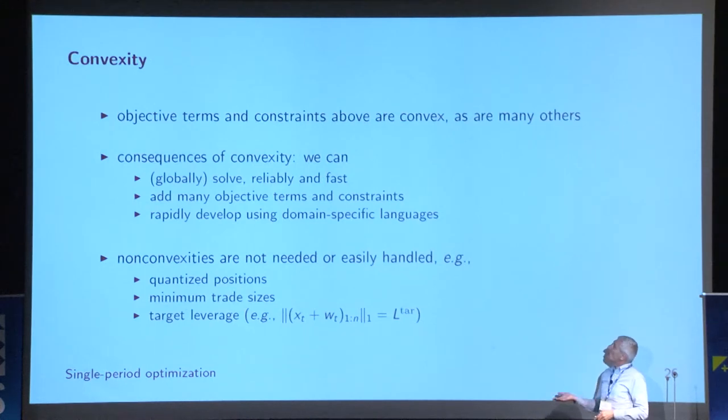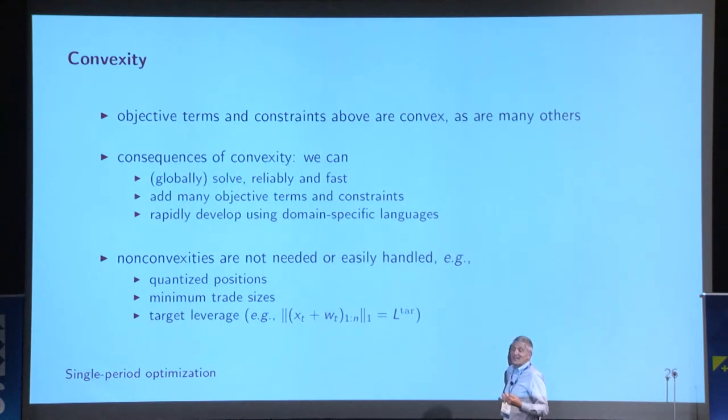So the idea is these are all convex, right? And the consequence is you can solve it globally. I mean, honestly, that's probably not more important than a lot of other things. The main thing is it's actually reliable and fast. That's actually very important.